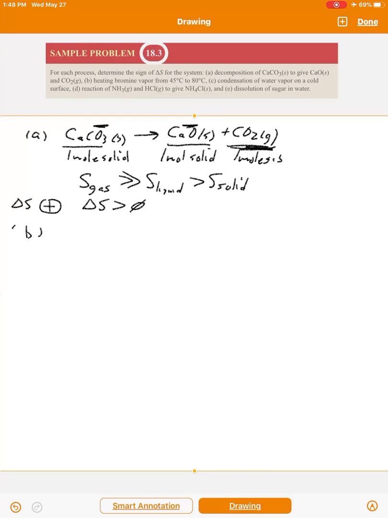Let's take a look at B. In B, we're heating bromine vapor. Remember, bromine is diatomic, right? So diatomic substances are bromine, chlorine, the halogens, fluorine, chlorine, bromine, iodine, but then oxygen, nitrogen, and hydrogen. So we're changing this. It's going to still be bromine vapor, still bromine gas, but we're starting at a lower temperature and we're going up to a higher temperature.